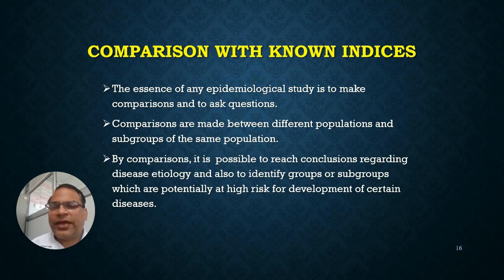The next step is comparing it with the known indices. The essence of an epidemiological study is to make comparisons and to ask questions. Comparisons are made between different populations and subgroups of the same population. By comparison, it is possible to reach conclusions regarding disease etiology and also to identify groups or subgroups which are potentially at high risk for development of certain diseases.